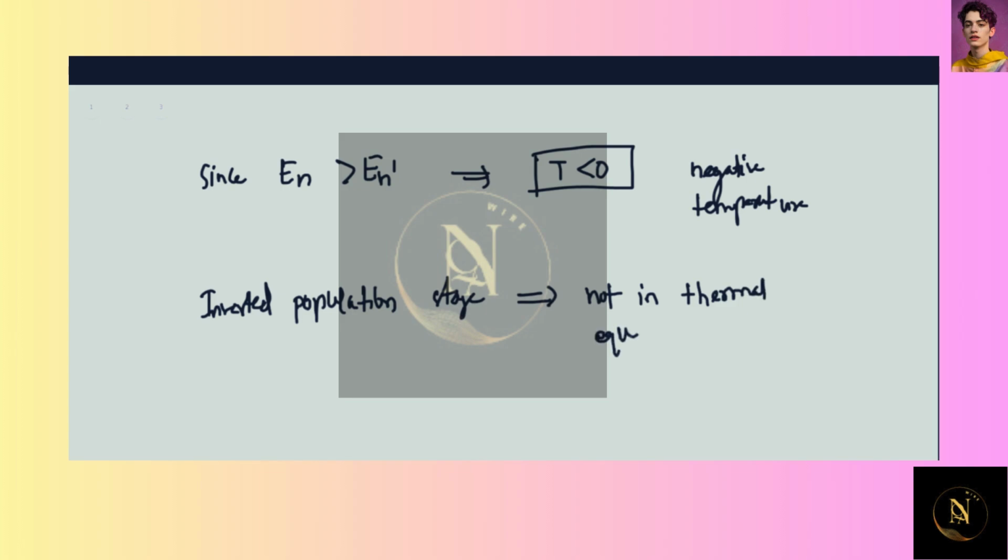Which basically means that we have to pump up energy to make the system inverted. So if we leave the system as it is, it's going to go down to a state where it is in thermal equilibrium, and the number of electrons in En prime will be greater than the number of electrons at En, because they basically will decay from En and jump down to En prime.